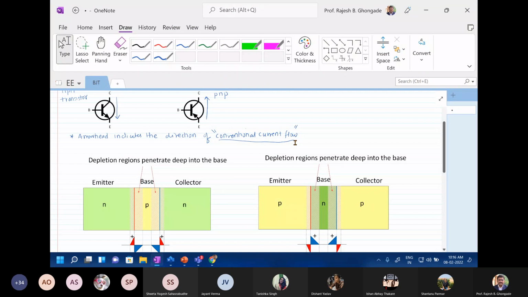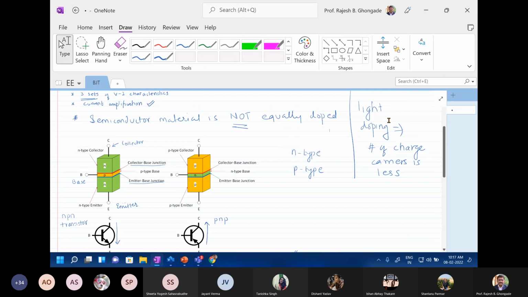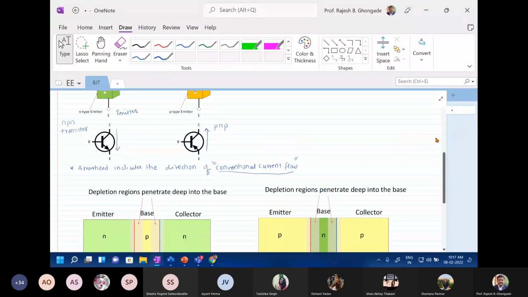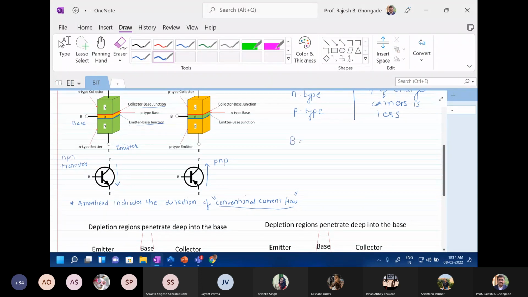Okay, so I was saying that if you have light doping, you have fewer charge carriers. If you have heavy doping, the number of charge carriers is more. Just keep this in mind. So, generally speaking, what we have here is that the base is lightly doped, and the emitter and collector are heavily doped.